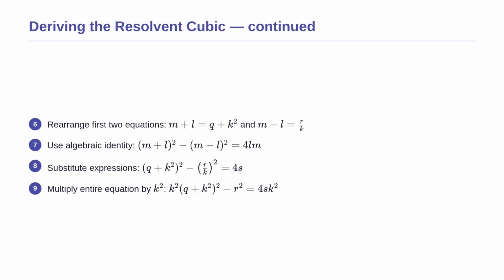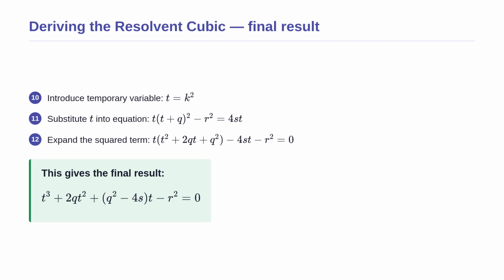We substitute our expressions for the sum, difference, and product into this identity. This equation now only contains our known numbers, q, r, s, and the single unknown k. To clear the fraction and make it easier to solve, we multiply every term by k squared. This brings us to the final stage of our derivation.